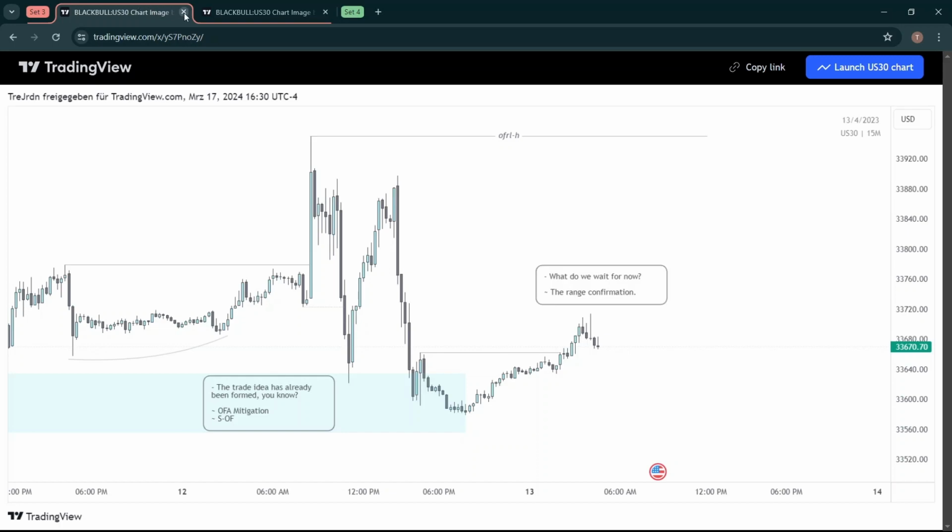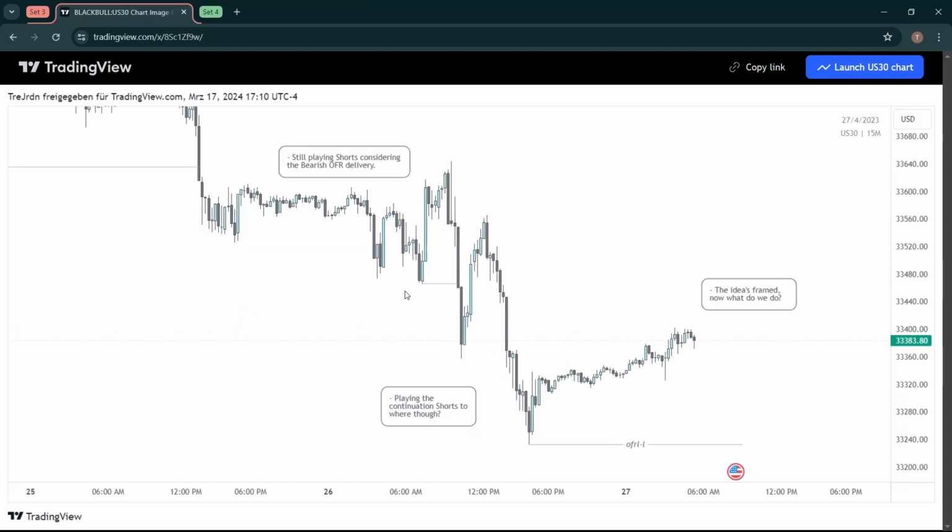Very simple indeed. So we move on to the next one. Still playing shorts considering the bearish order flow delivery. So remember, sequence of events. What has happened before? Obviously, I don't got a screenshot, but what happened before? I should probably do some live charts, but still playing shorts based on what happened before.